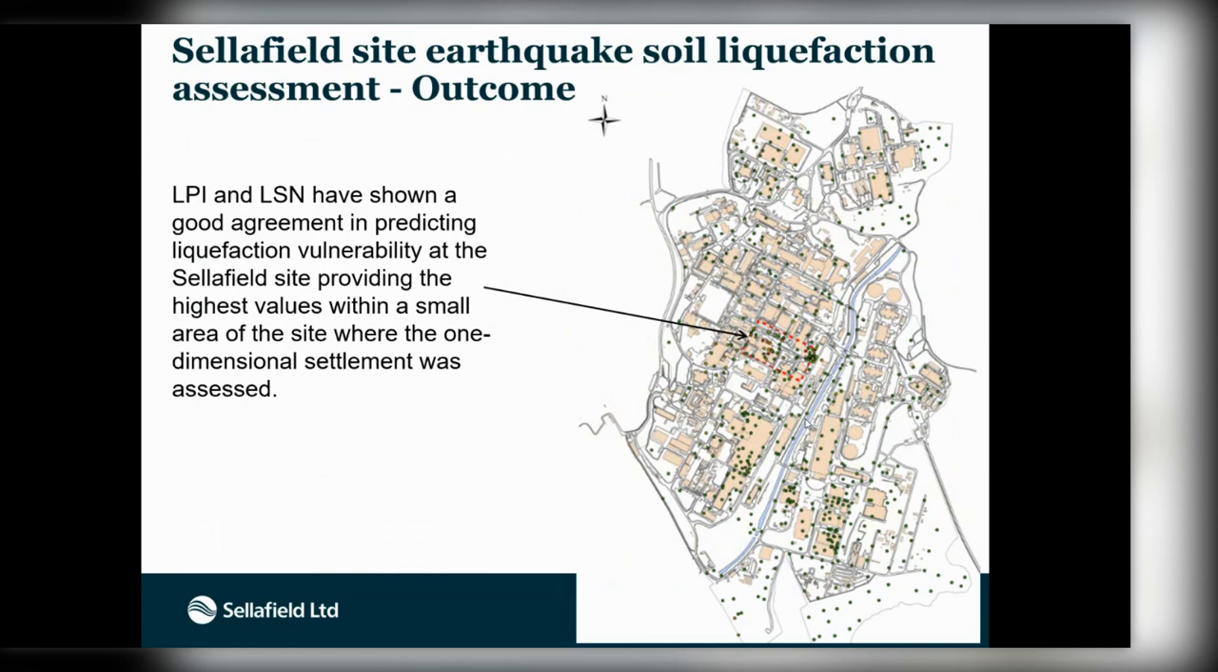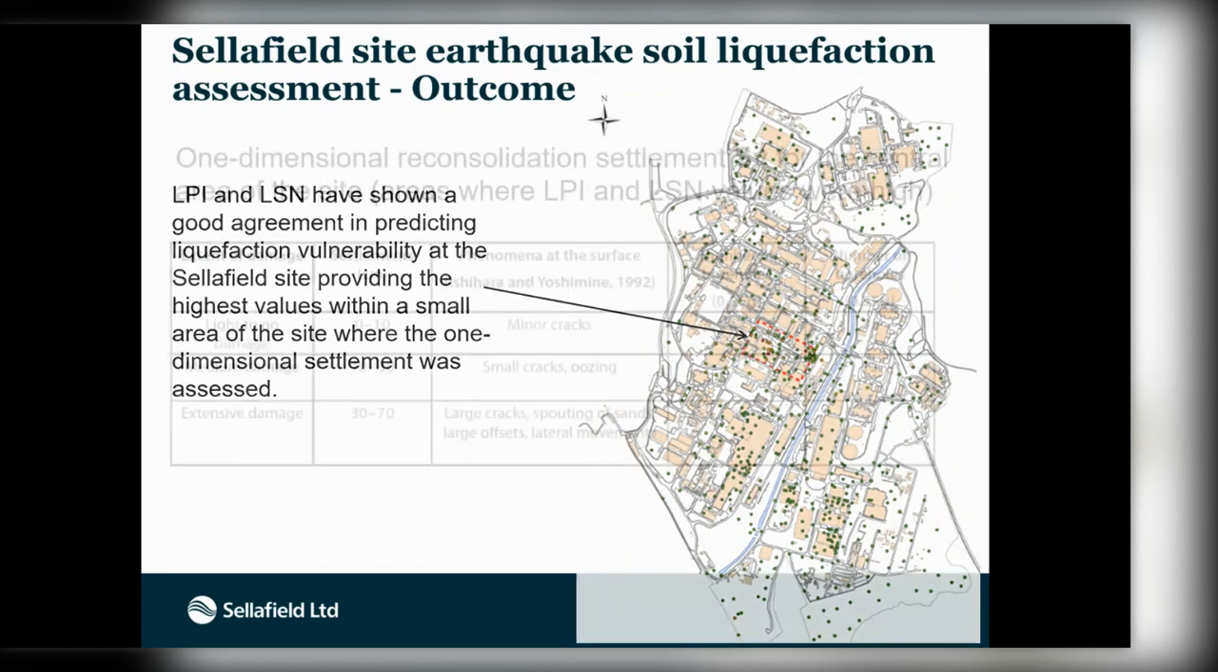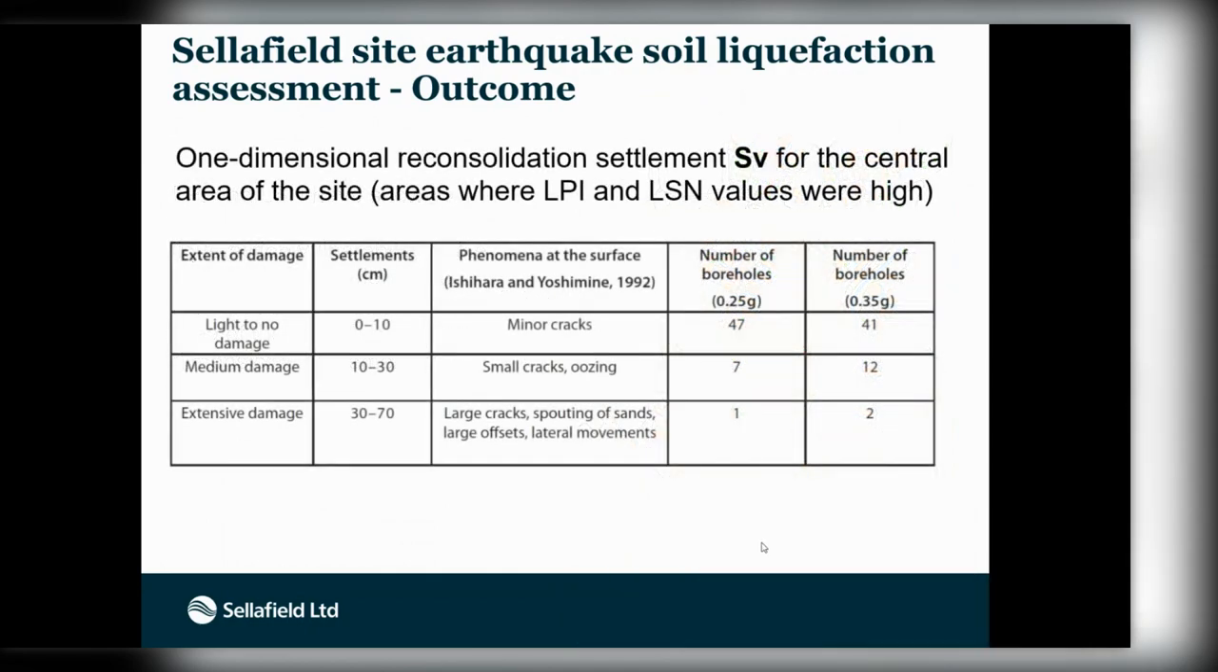And they've provided the highest value in a small area of the site. So for this small area of the site, we have decided to work out the one-dimensional settlement. This is an area of around 300 meters by 150 meters, just to give you some numbers. And this is what we have found.